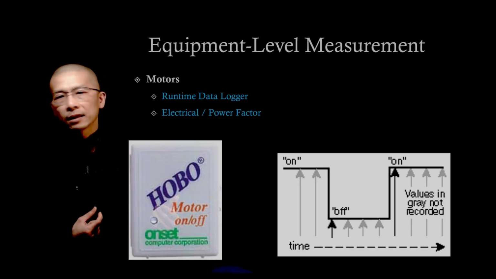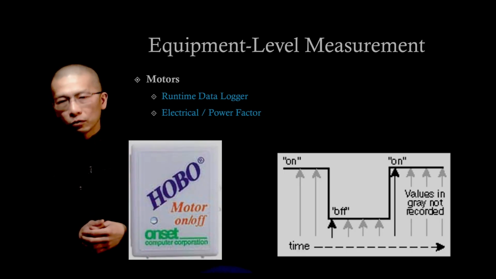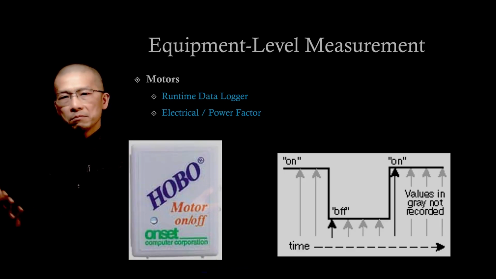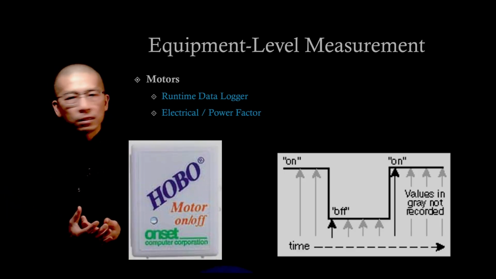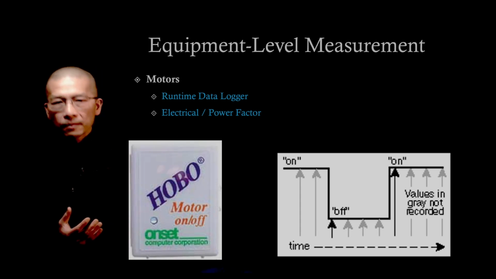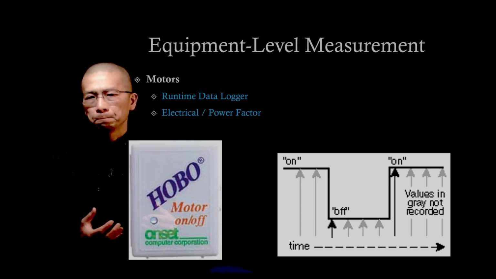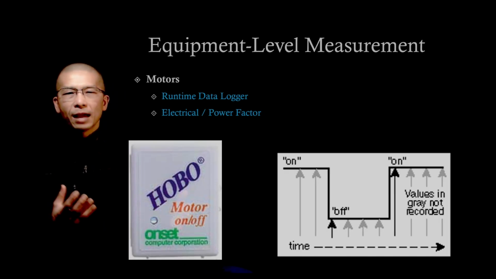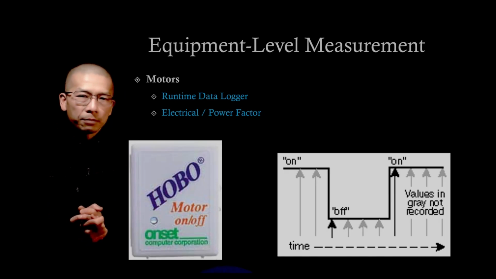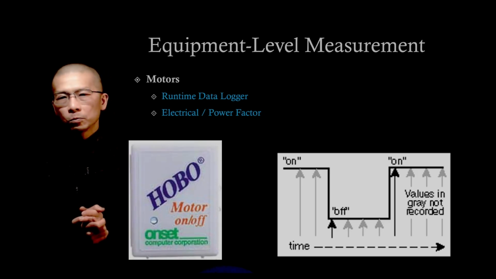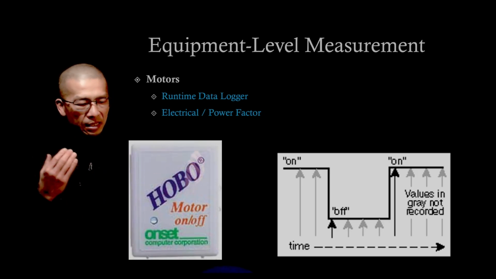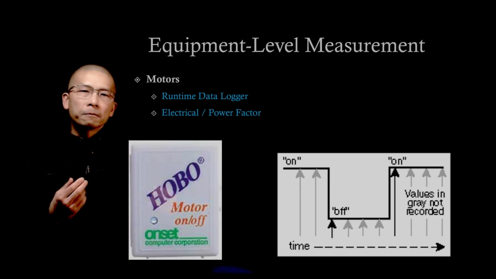Second, we can take electrical measurements such as voltage, current, and real power. Voltage will tell us if the motor is being supplied correctly. Current indicates the load, and the real power allows us to estimate energy cost and efficiency. Right, so there's a lot we can look into.